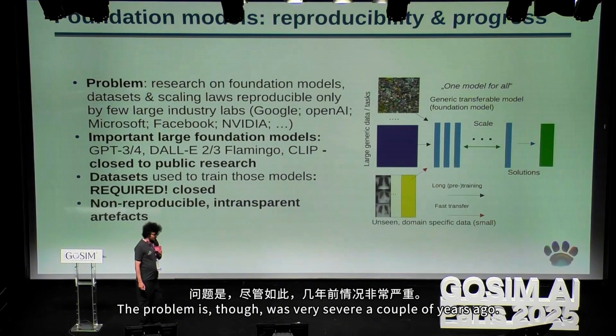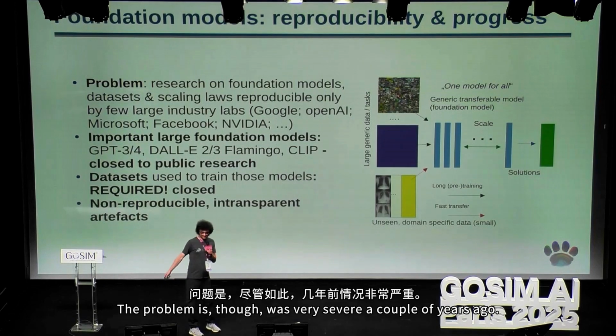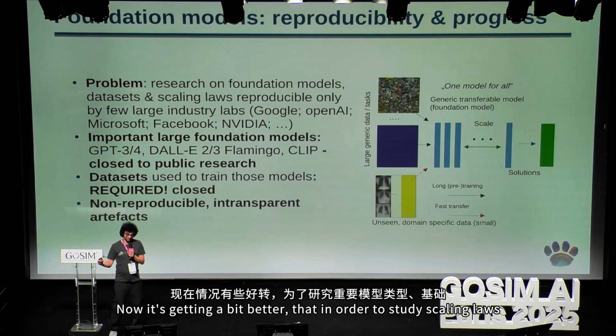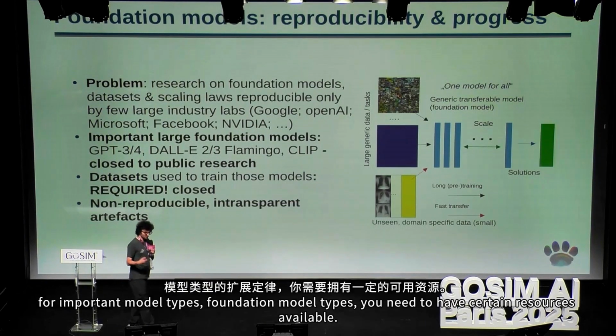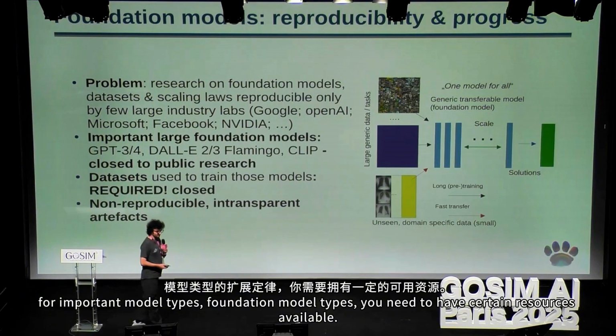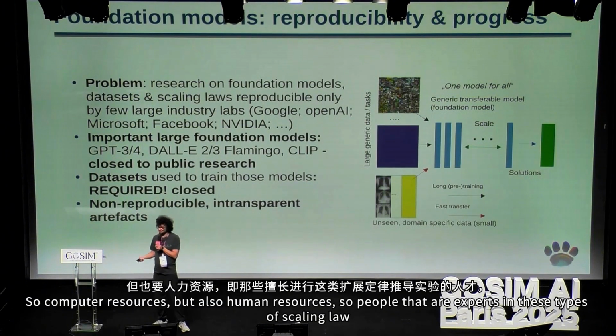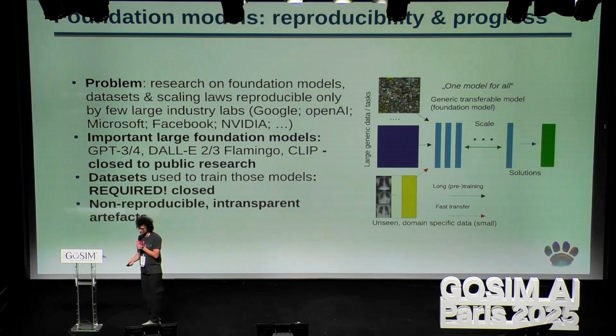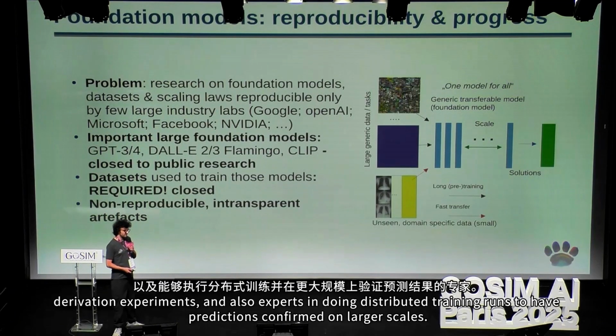The problem, though, was very severe a couple of years ago. Now it's getting a bit better. In order to study scaling laws for important model types, for foundation model types, you need to have certain resources available: compute resources, but also human resources, people that are experts in these types of scaling law derivation experiments, and also experts in doing distributed training runs to have predictions confirmed on larger scales.